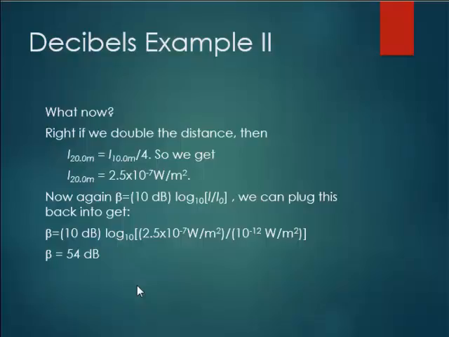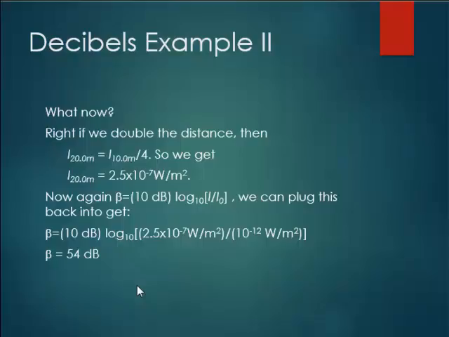And this is where it's almost like reverse engineering. To get the answer at this point, we have to plug this back into the original decibel equation of 10 decibels log 10 I over I0. But this time, we're going to be plugging in for the I the intensity at 20 meters. So we get 10 decibels log 10 of 2.5 times 10 to the minus 7 watts per meter squared divided by 10 to the minus 12 watts per meter squared, and that will give us a decibel rating of 54 decibels.